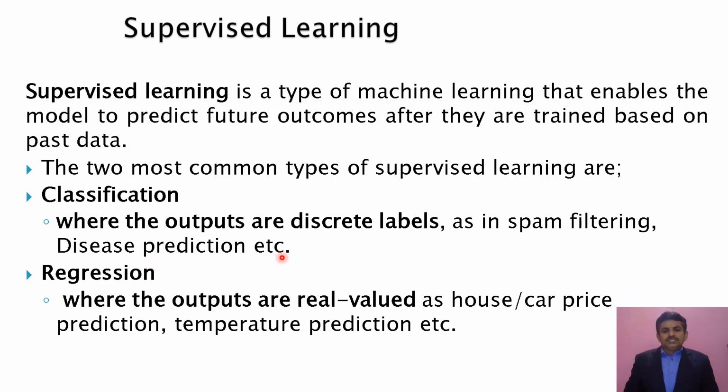Most of the problems in supervised learning are under the domain of classification. Regression, where the outputs are real values, as in house or car price prediction, temperature prediction, stock value prediction, etc. This slide shows that basically there are two types of supervised learning, classification and regression. In classification, the outputs are discrete labels, while in regression, the output values are real numbers. So whenever we want to predict a real value, we must use regression.